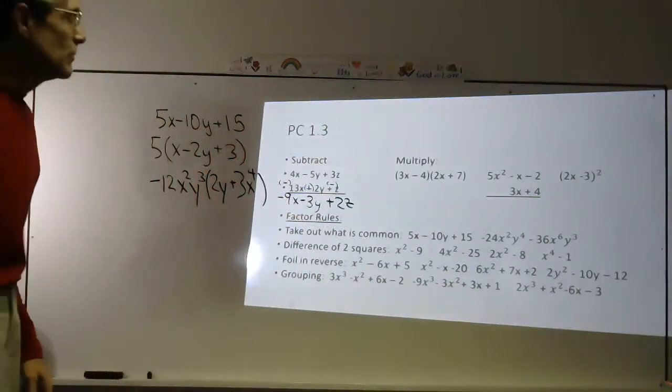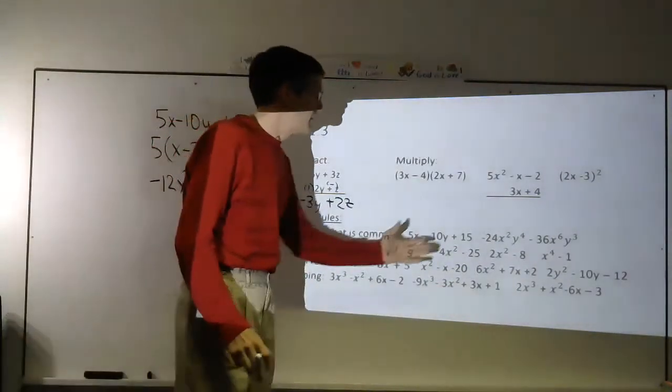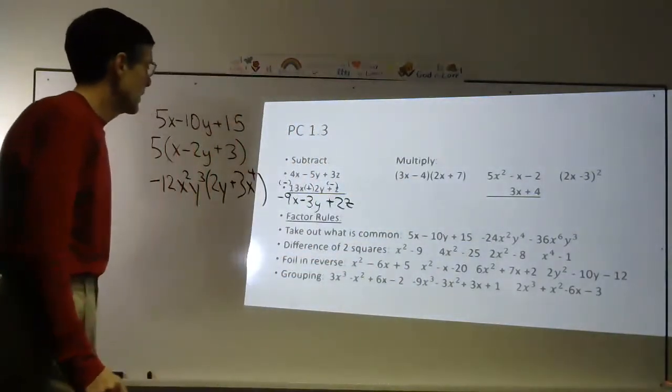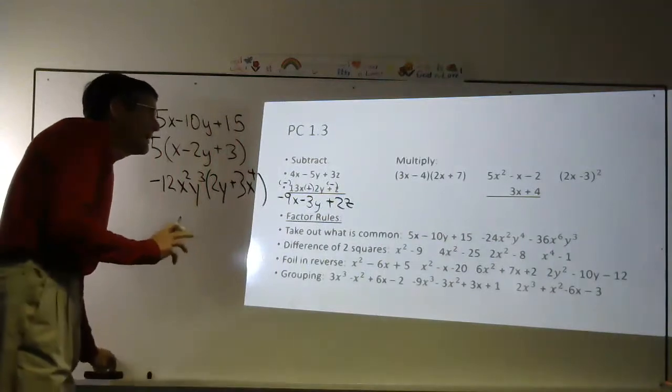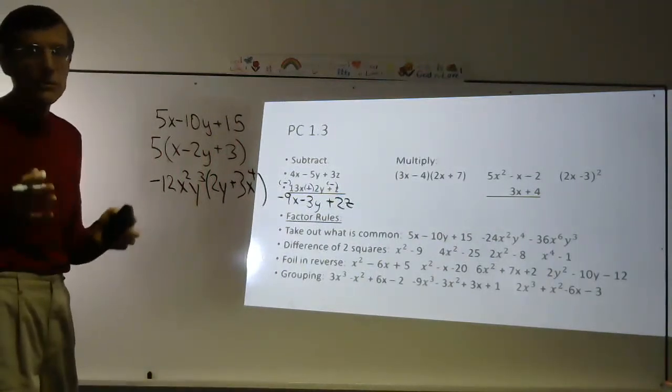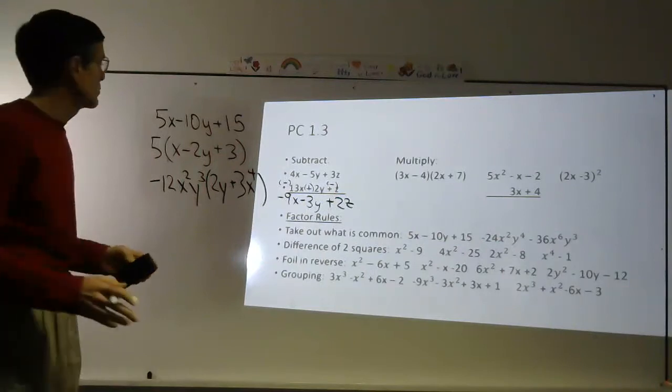Okay, when you factor, it's division. I'm dividing negative 12 and the x's out of each one. Okay? All right. That is factoring what's common. You should always do that first. It's the absolute most important rule of factoring.